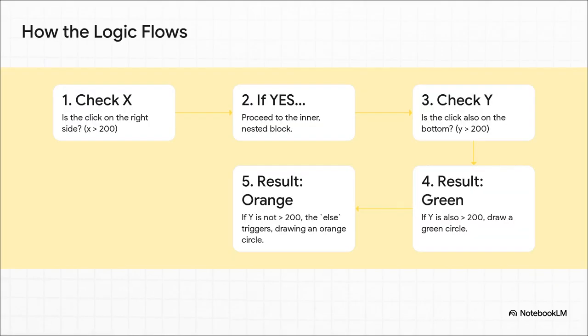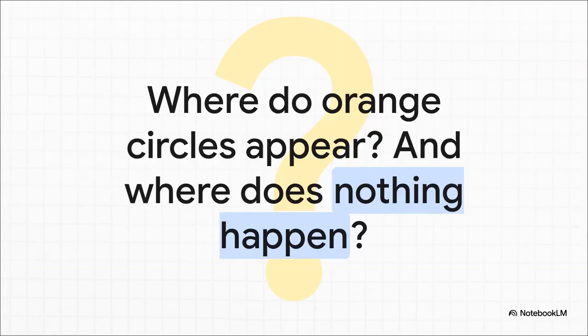So here's the computer's new thought process. Step 1 is x greater than 200. If the answer is no, it just stops. Game over. But if it's yes, it dives into that inner block. Then it asks, okay, is y greater than 200? If yes, green circle. If no, well, that's when our new else kicks in and we get an orange circle instead. All right, new puzzle for you. With this else in the mix, where do you think the orange circles are going to show up? And, more importantly, is there any part of the screen where clicking still does absolutely nothing at all?